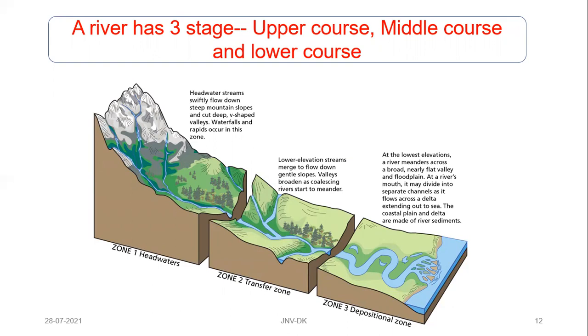It may divide into separate channels as it flows across a delta extending out to the sea. The coastal plain and the delta are made of river sediments. All right. So, students, these are the three stages of a river: upper course, middle course, and lower course.